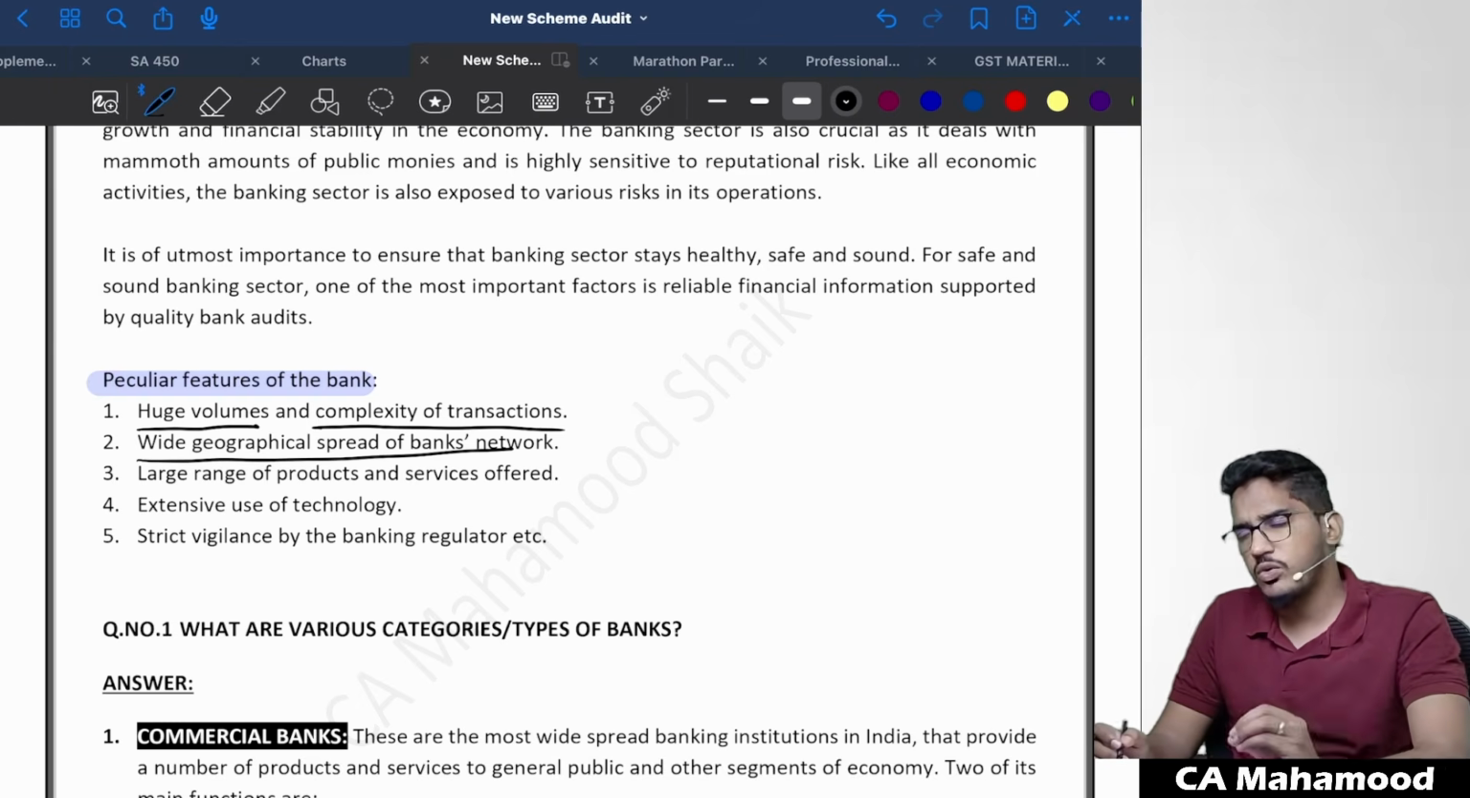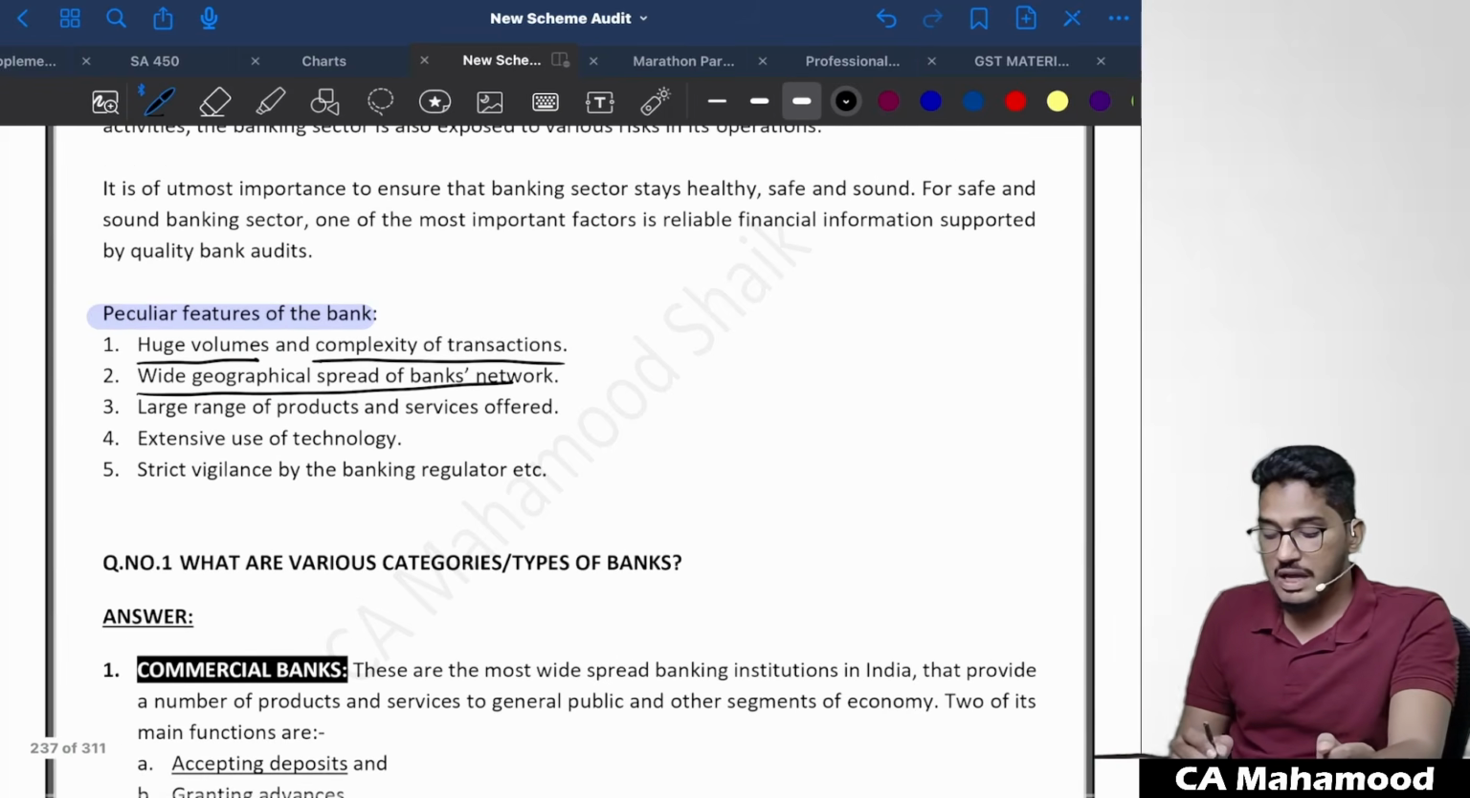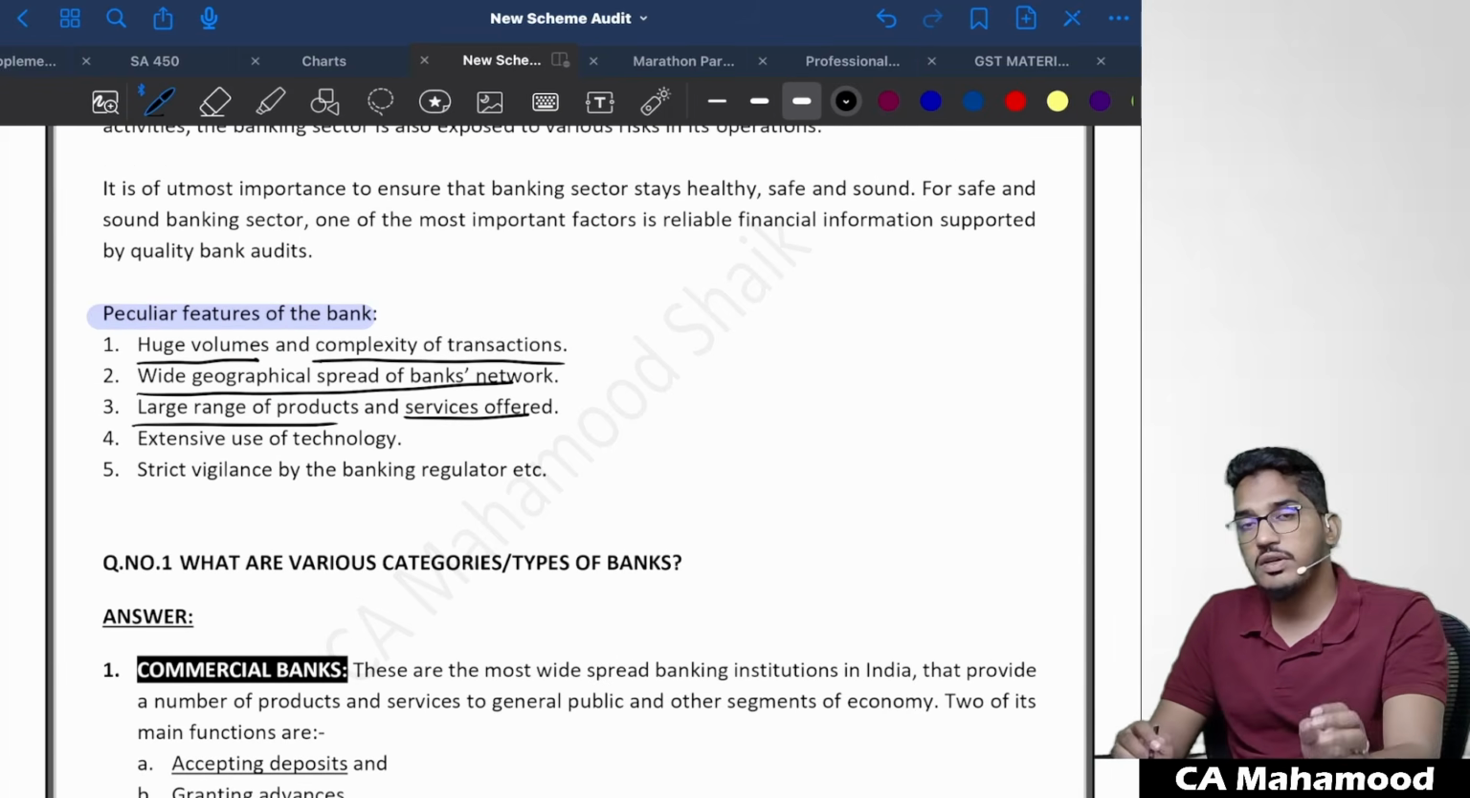Today banks are spread across every nook and corner of the country, and not just in the country, Indian banks are having branches even abroad also. And also it has a large range of products and services. Banks offer different kinds of products.